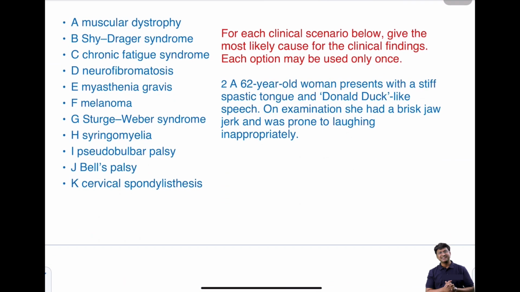Now, coming to the next clinical picture. A 62-year-old woman presents with a stiff spastic tongue and Donald Duck-like speech. On examination, she had a brisk jaw jerk and was prone to laughing inappropriately. What is this suggestive of? If you take the spasticity, it is an upper motor neuron sign, right?